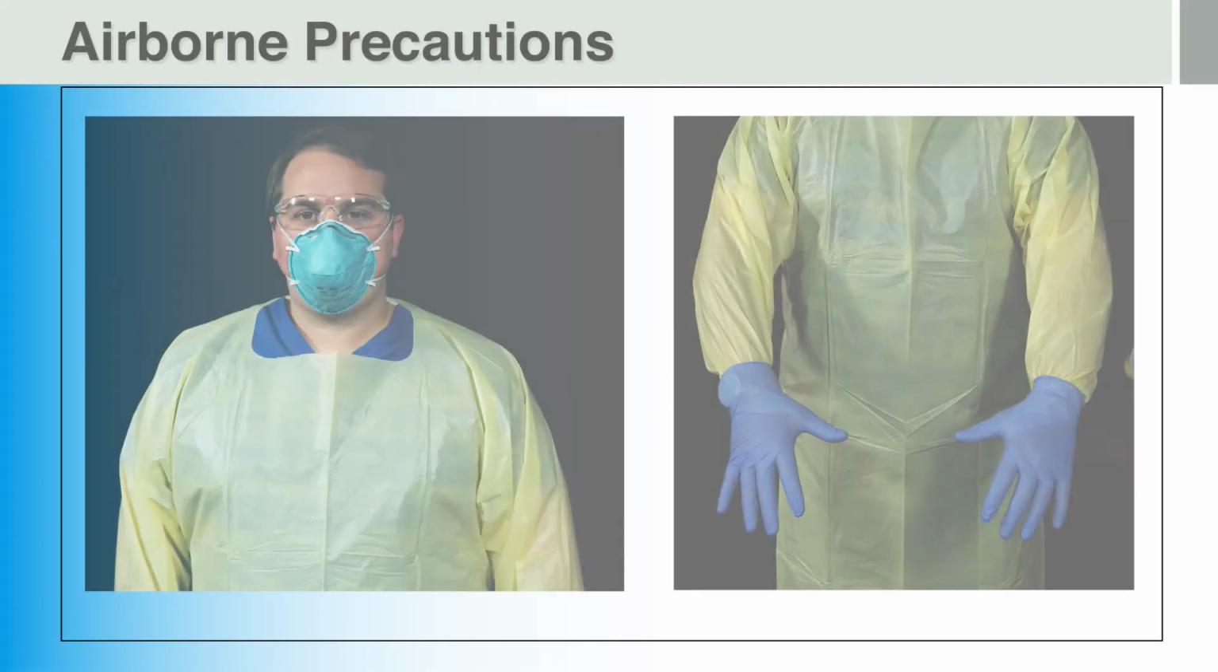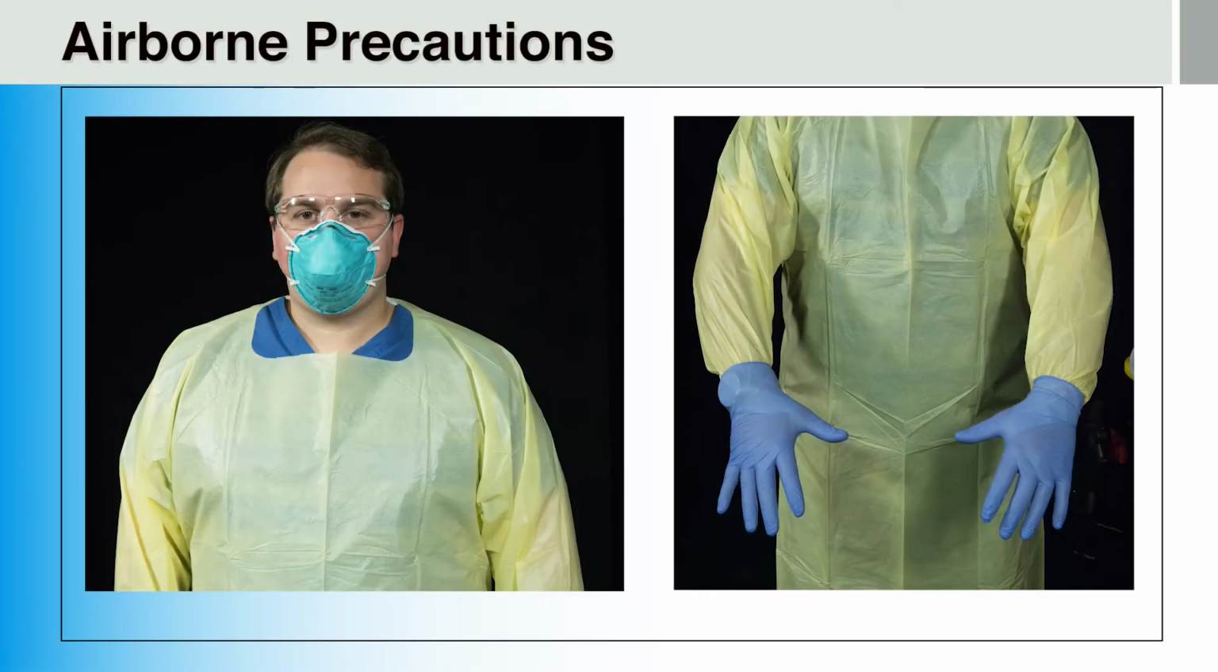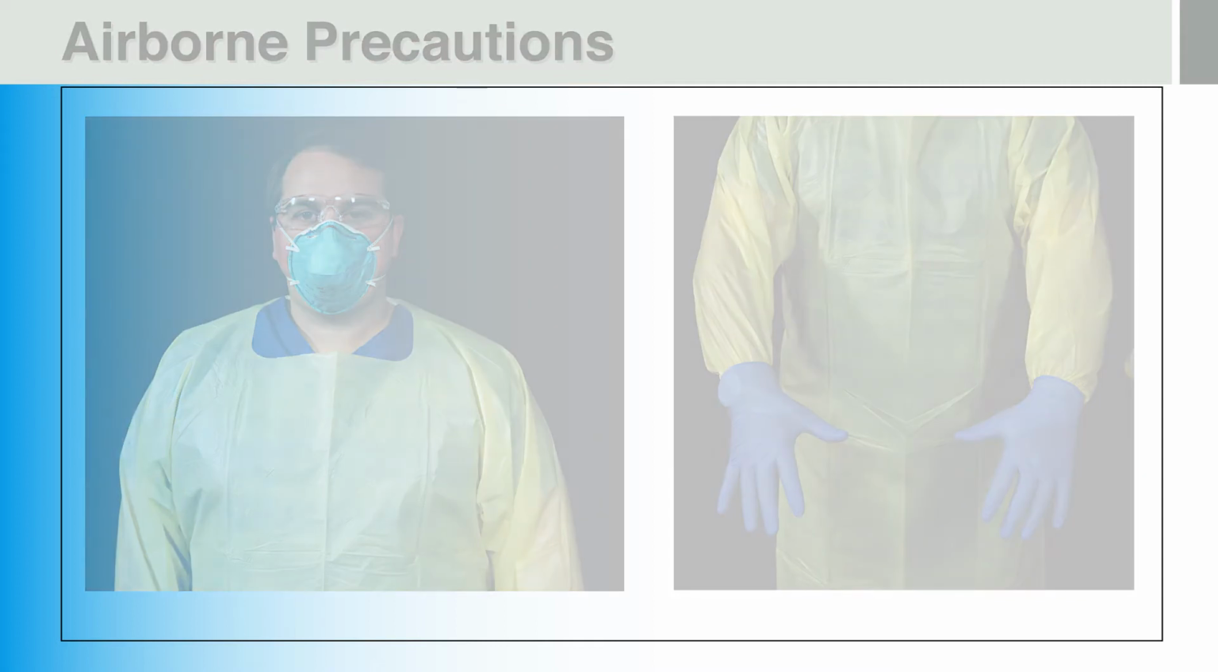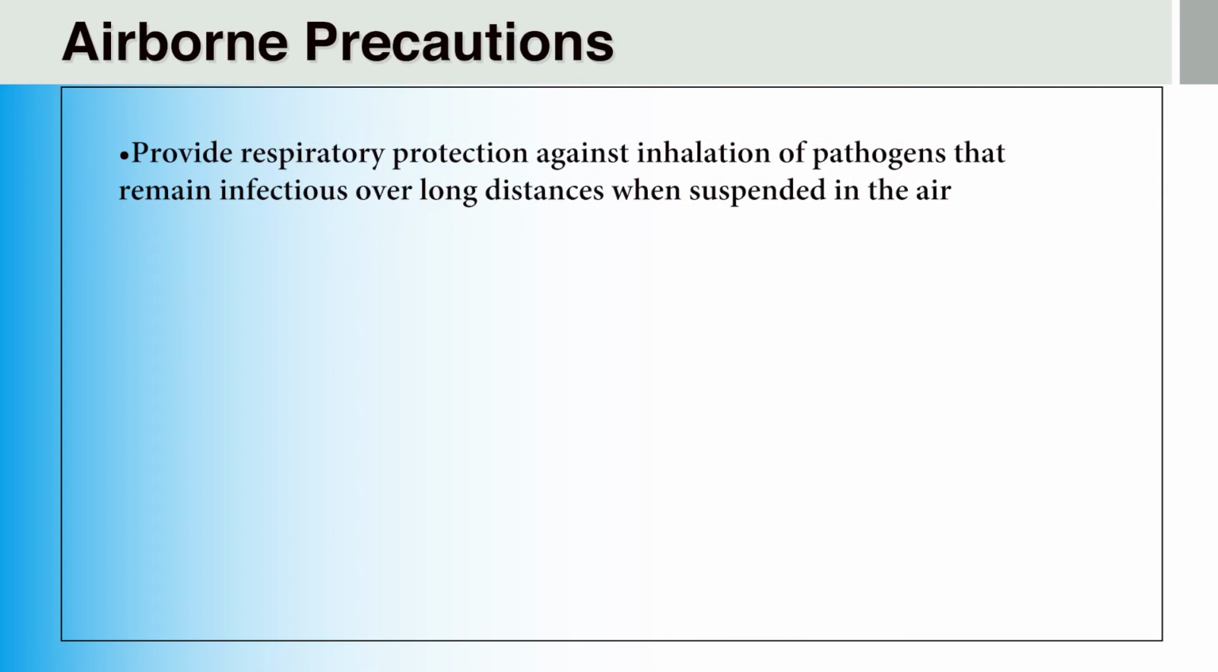When pre-hospital providers suspect a patient is infected with an airborne transmissible disease, airborne precautions should be implemented. Airborne precautions are intended to protect providers against infectious pathogens that spread through the airborne transmission mode. These pathogens remain infectious over long distances when suspended in the air. Signs and symptoms to be aware of for airborne precautions include cough or other respiratory symptoms, fever, or a rash.